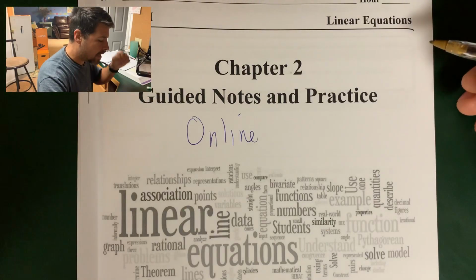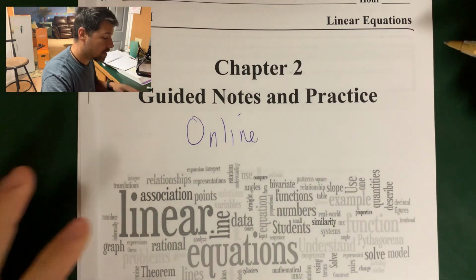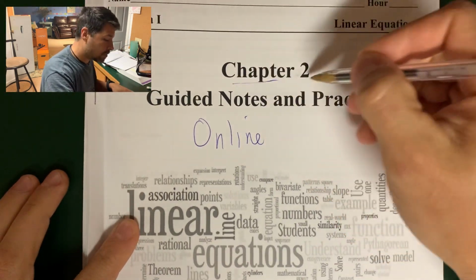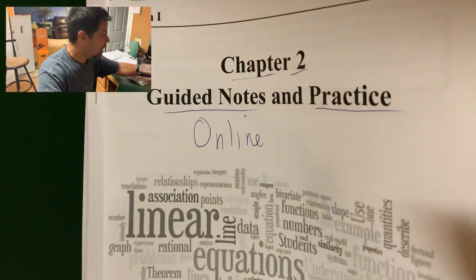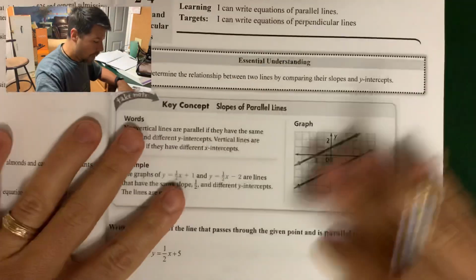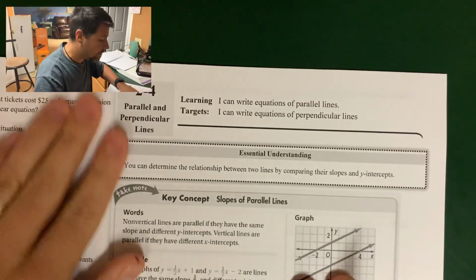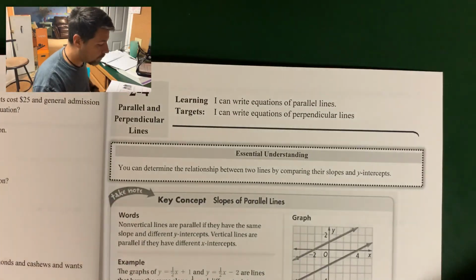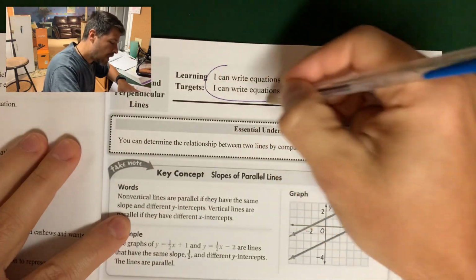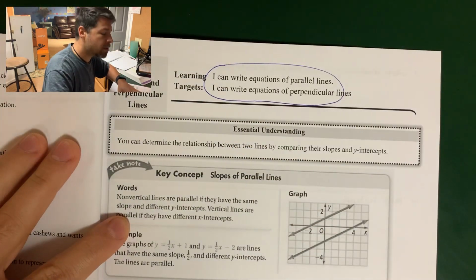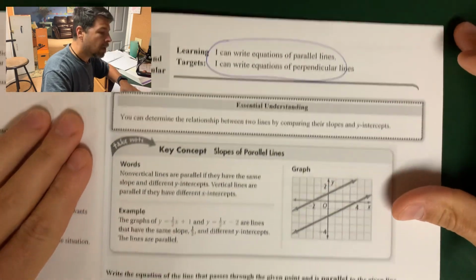I'm going to begin by giving you a couple of questions and concepts from the Chapter 2 Guided Notes and Practice. If you have this booklet, go ahead and follow along with me. I am going to be starting on page 25, which is the beginning of section 2.4, Parallel and Perpendicular Lines. There are two learning targets for today: that I can write equations of parallel and perpendicular lines. Pretty simple. Let's start with the parallel.